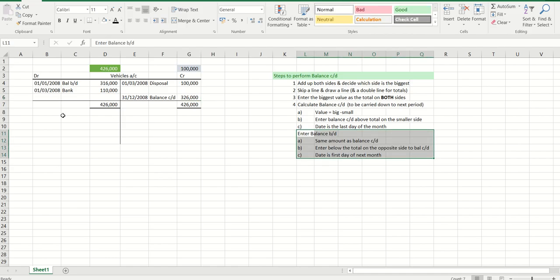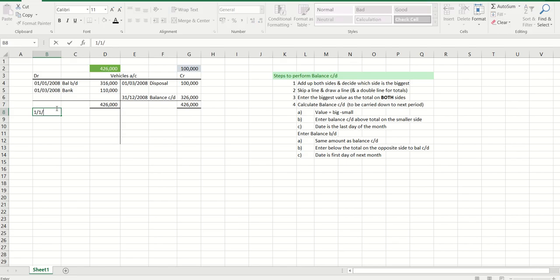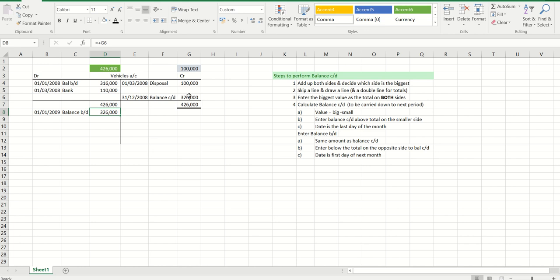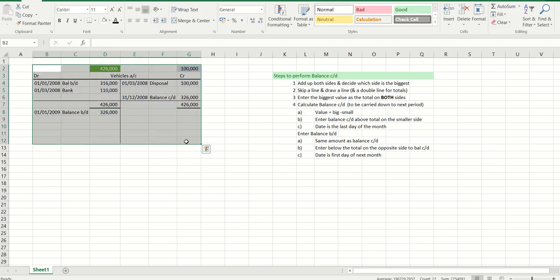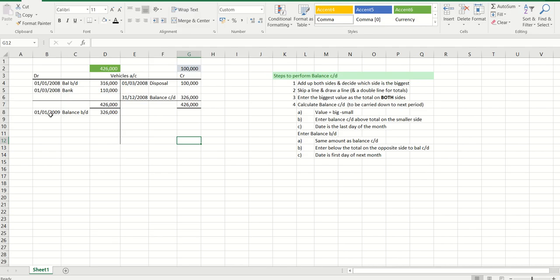And step 4, we're entering our balance BD. So the 1st of the 1st, 2009, balance BD, always the same amount as balance CD, below the total on the opposite side. So if your balance CD is up here, then your balance BD is down there. Okay? In an asset account, typically your balances are going to be on the debit side. So your balance BDs are going to be on the debit side in an asset account. That is the value that would go into our balance sheet for the end of the year 2008.